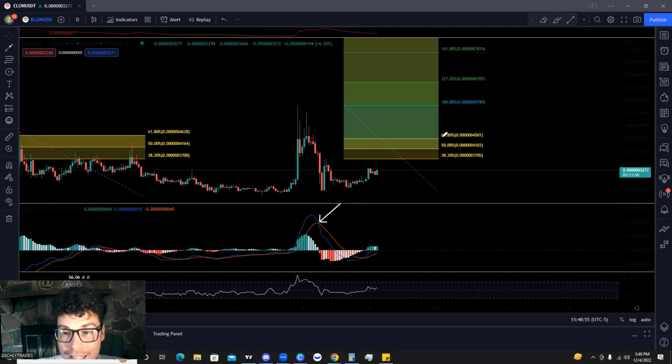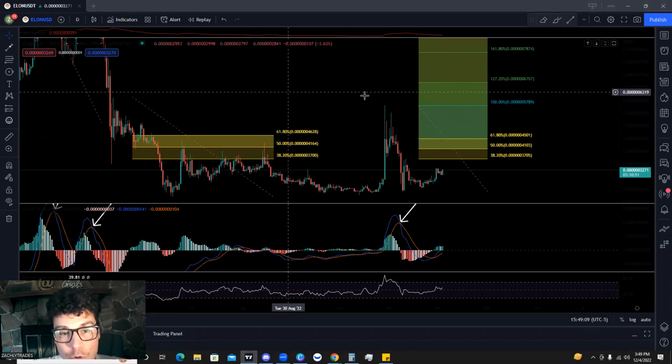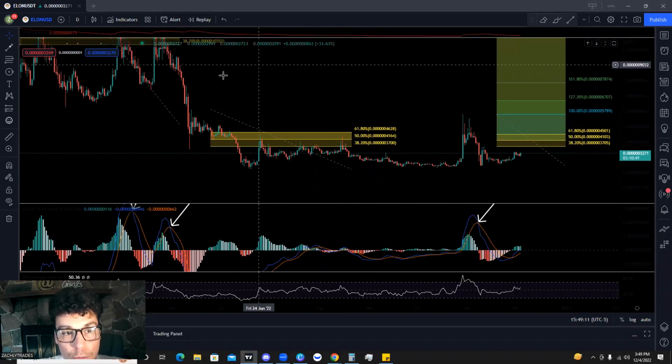Now, again, these three levels are going to be the most important ones you want to watch. They are the 61.8, the 50%, and the 38.2% retracement levels. Now, the reason these are the most important is these are the three most common retracement levels that traders and algos are going to be looking at, right?